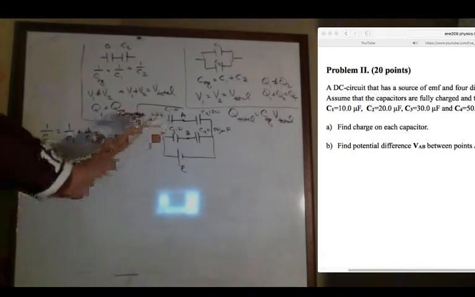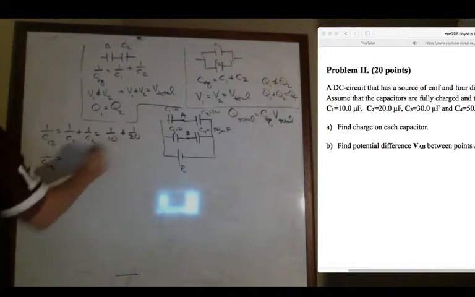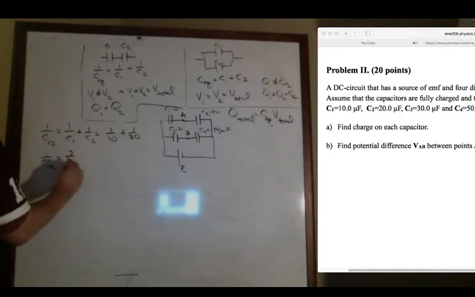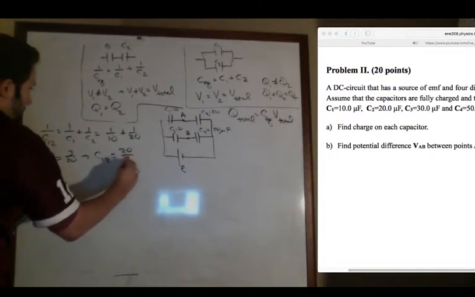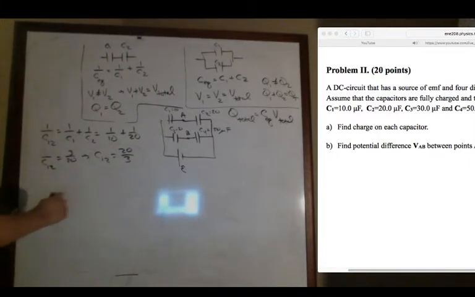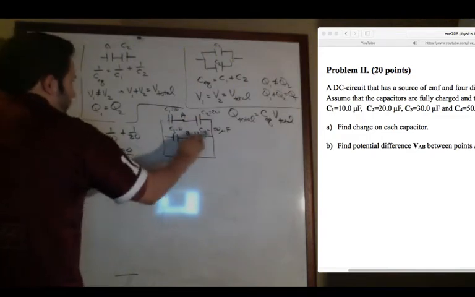They are in series, and so since they're in series, it's going to be 1 over 10 plus 1 over 20, which means that 1 over C12 is going to be 2 plus 3, so it'll be 3 over 20, which means that C12 is 20 over 3. So now that I have C12, let's go ahead and find C34.